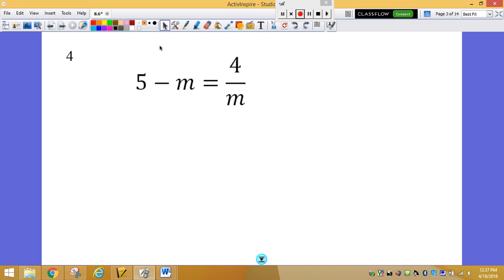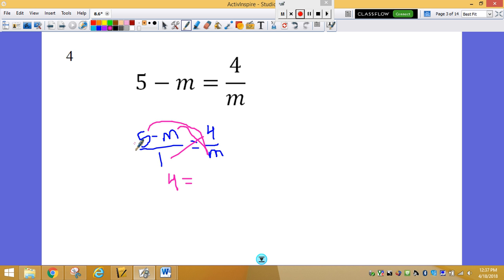Number 4 looks like this. Same thought process as before. I'm going to turn this into a fraction. So 5 minus m will be my numerator. 1 will be my denominator. I'm going to leave this side as 4 over m. So just like on the past 2 problems we've done, we're going to cross multiply. 4 times 1 is 4. This m multiplies to both.